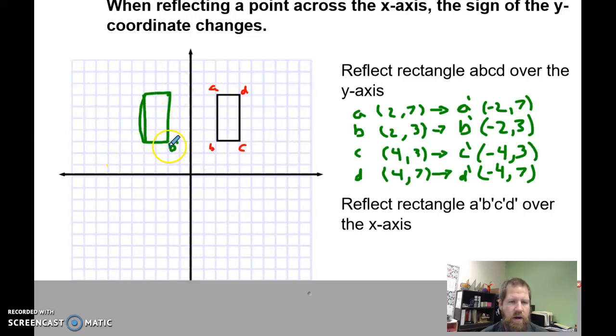So I've got my B prime here, my A prime here. Notice that they stay closest to the y-axis, the axis of reflection. Whichever point is closest on your original figure is going to be closest on your resulting figure. This would be D prime and C prime.